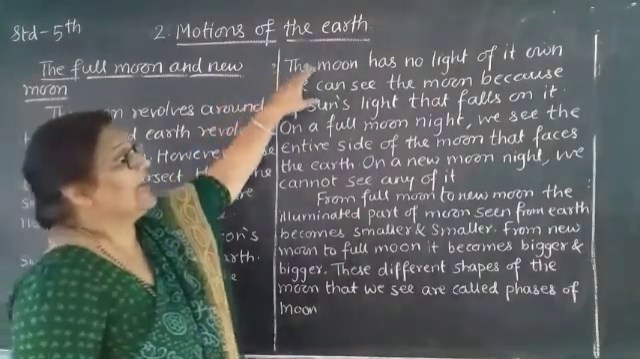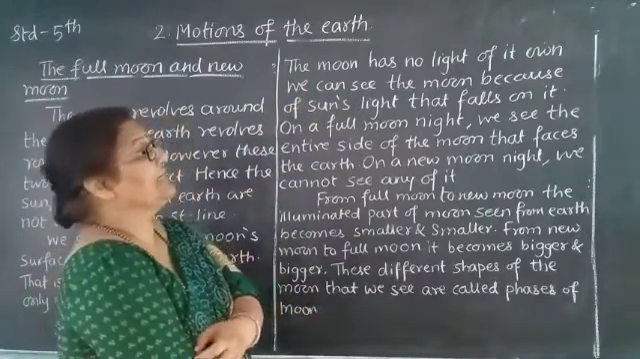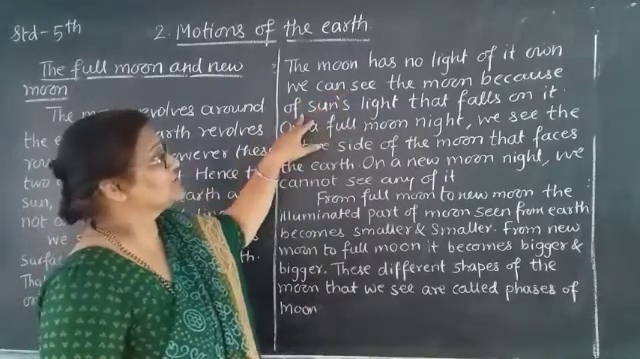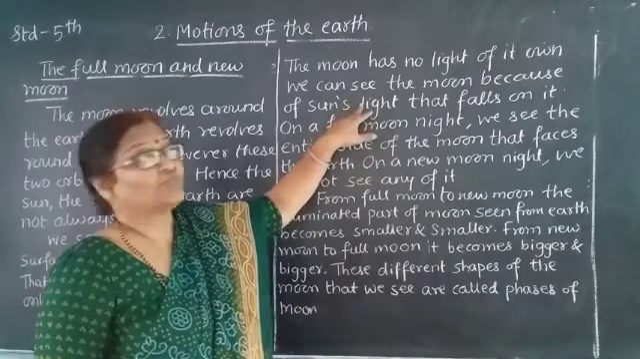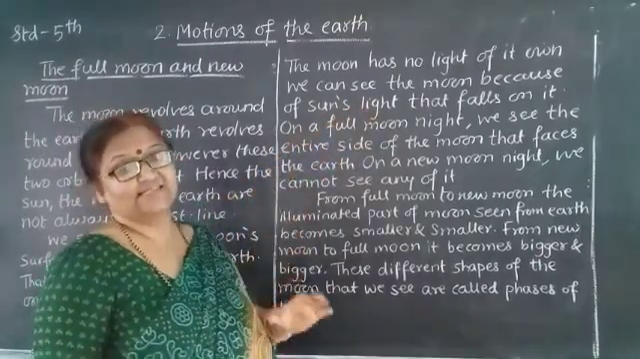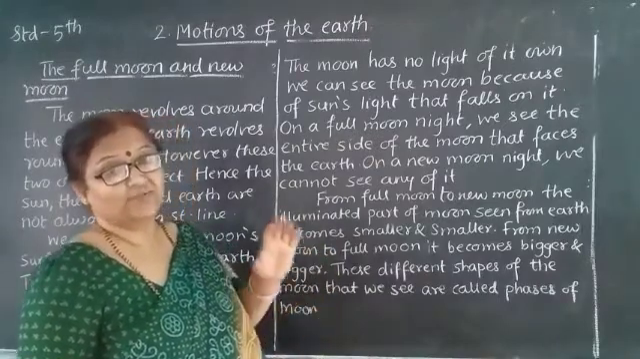The moon has no light of its own. We can see the moon because of the sun's light that falls on it. As the sun's light is falling on the moon, we can see the moon.